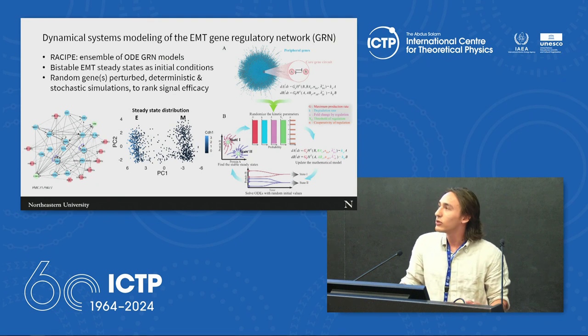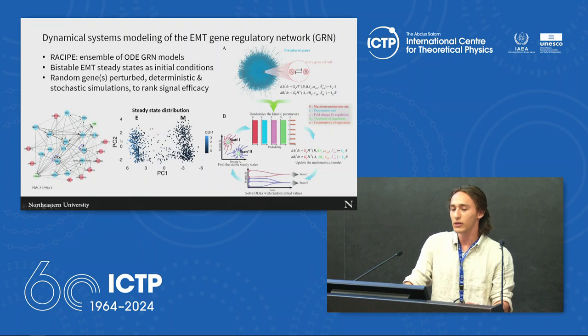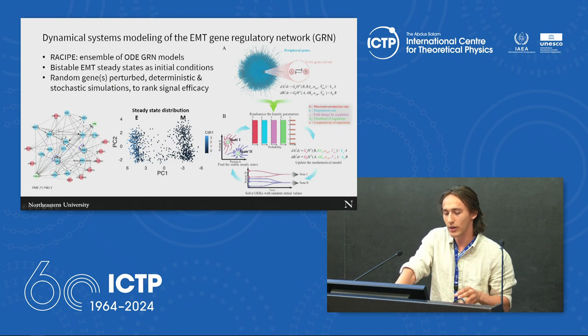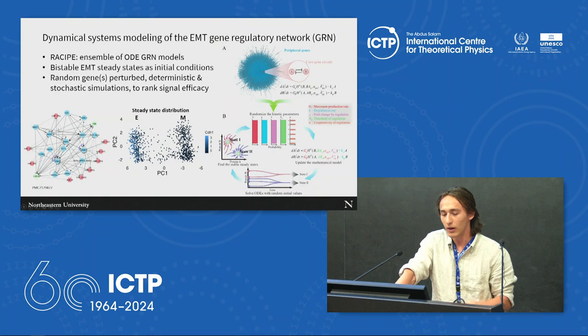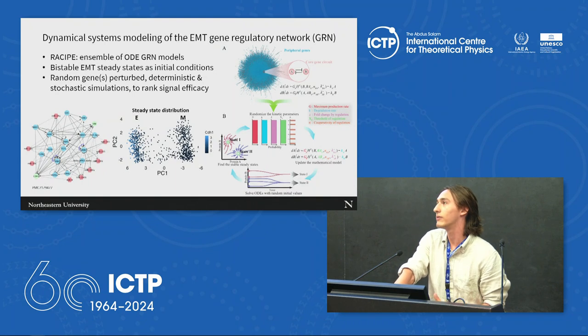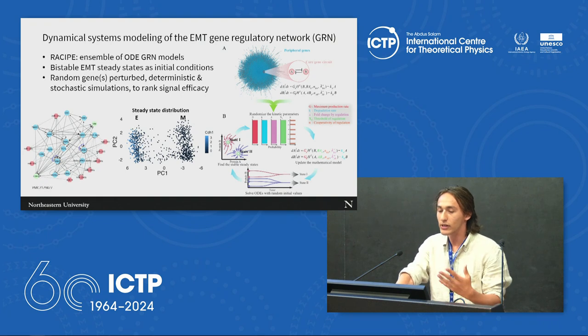Next thing we wanted to do was simulate a range of perturbations and measure their efficacy in driving the system from the E state to the M state. So we generated these signals by randomly perturbing the network such that E genes would be suppressed and M genes would be activated. To understand how transcriptional noise influences EMT, we also simulated this both deterministically and with transient increase in noise.